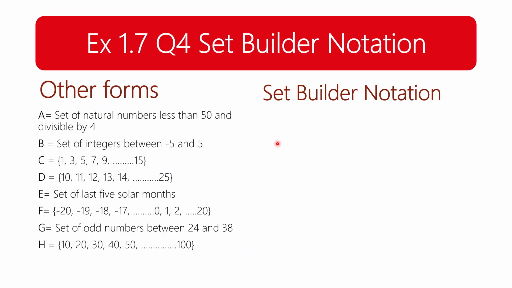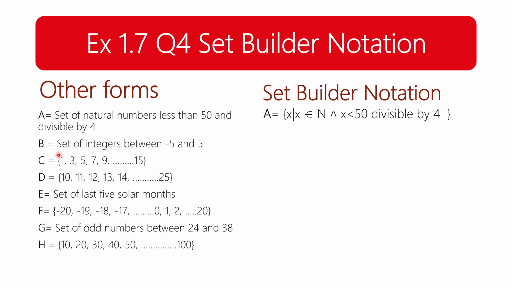Set A is the set of natural numbers less than 50 and divisible by 4. It means we have to write the natural numbers. Natural numbers should be less than 50 and only those natural numbers which are divisible by 4. So we can write it as set A is equal to x such that x belongs to natural numbers, and these numbers should be less than 50 and divisible by 4. This is how we can write it in set builder notation.